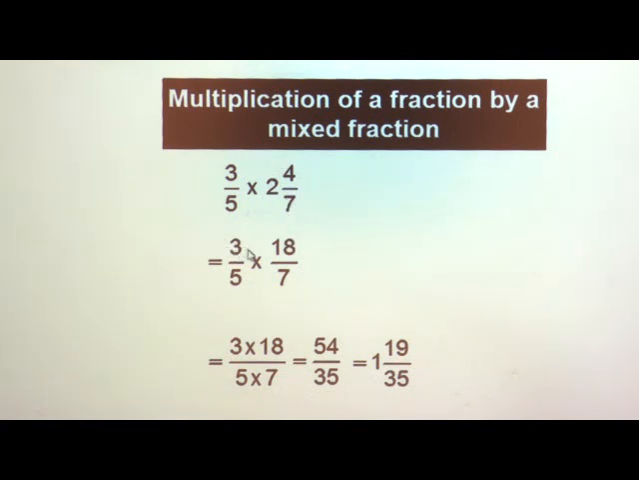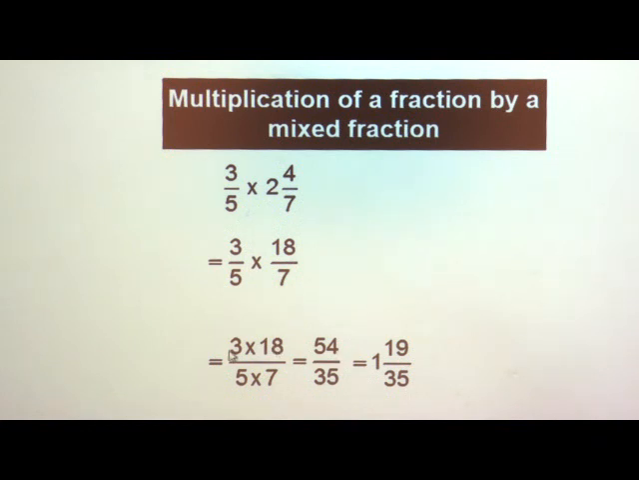So now we have both the fractions. Now you know how to multiply both the fractions. Yes, you are right: numerator to numerator and denominator to denominator. So we will multiply the numerators, that is 3 multiplied by 18, and the denominators, 5 multiplied by 7. If it is possible you can reduce here. If it is not possible, just multiply and get the answer.